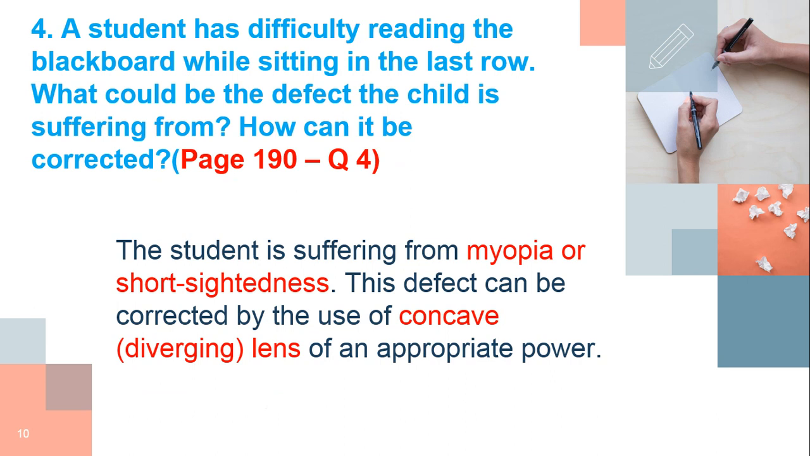The fourth question: a student has difficulty reading the blackboard while sitting in the last row. He is not able to see far away objects. What would be the defect the child is suffering from, and how can it be corrected? The defect is myopia. This defect can be corrected by using a concave lens, that means a diverging lens.